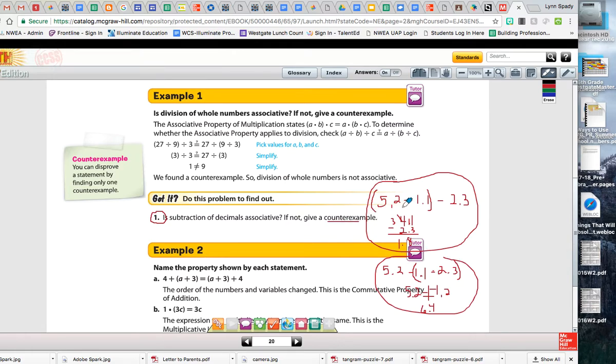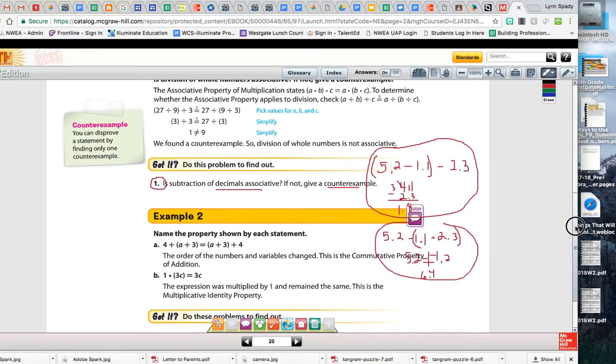So that's the counterexample of why subtraction of decimals is not associative. Make sure you get that onto your note sheet. You can provide a different example than what I've shown, or you can use the same example.